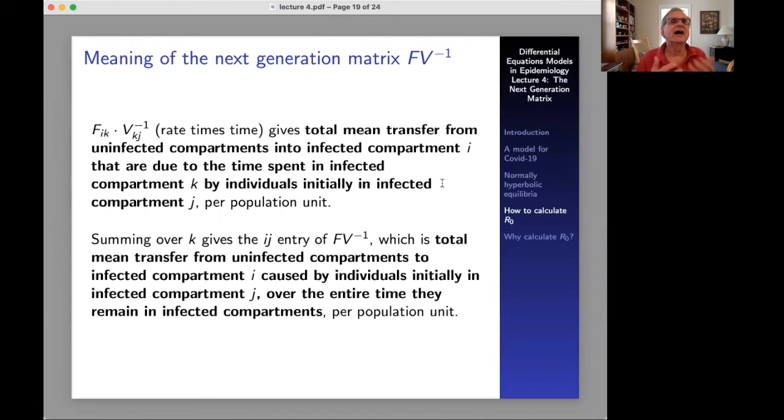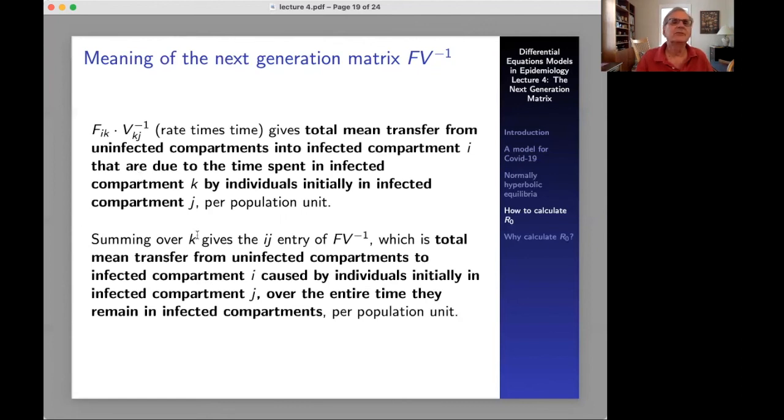And now to get the IJ entry of FV inverse, we look here, we fix I and fix J and sum over K. So we're fixing the infected compartment that the people in the uninfected compartments are transferring into. We're fixing compartment J, the compartment that these people started in, and we're summing over all K. We're summing over all the different infected compartments where those people might be spending time.